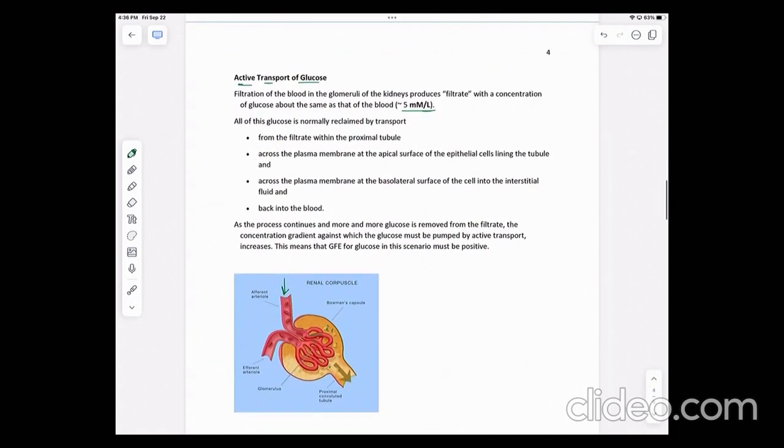So now let's make things more interesting. So now what we want to consider is active transport of glucose. And as soon as I say active transport of glucose, I'm talking about putting energy into the system. Because if I'm having to put energy into the system, then that means I'm moving glucose up its concentration gradient. So that's what I kind of want to focus on now.